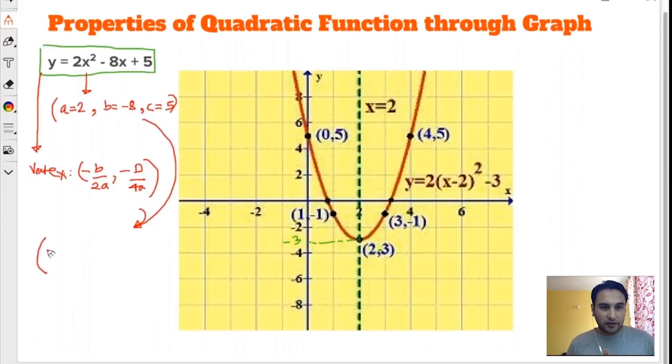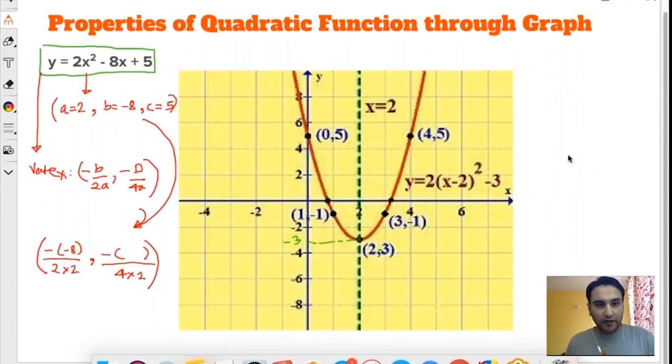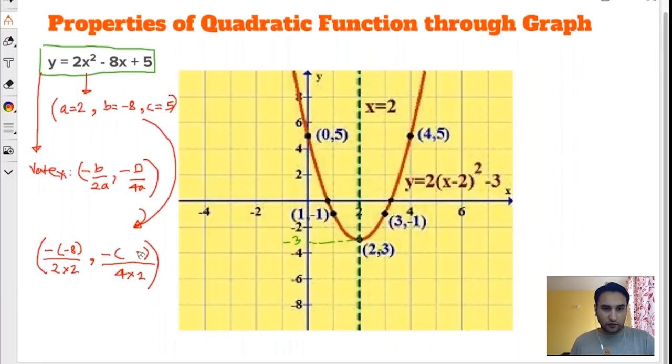Minus B is minus of minus 8 upon 2A, that is 2 into 2. Comma, what is D? Can you tell me the value of D, please? Upon 4 into 2. Can you tell me the value of D? 24 ki minus 24? Minus 24, sorry, 24. The value is 24.